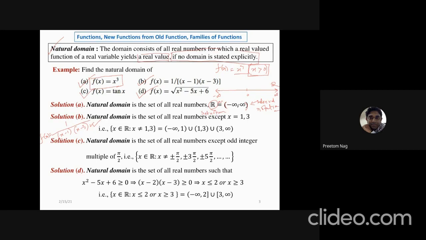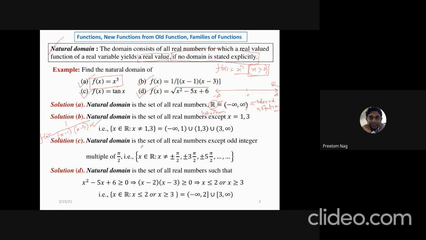Okay, so in this case, with 1 by (x minus 1)(x minus 3), we can easily understand that when the denominator becomes 0 the function is undefined. When will the denominator be 0? It will be only when x equals 1 and x equals 3. Then what will be the domain? Therefore the domain will be x belongs to R, all numbers taken from the real line, such that x is not equal to 1 and 3. If x is 1 or 3, the denominator becomes completely 0 while the numerator stays non-zero, so we will not get any real value as output.